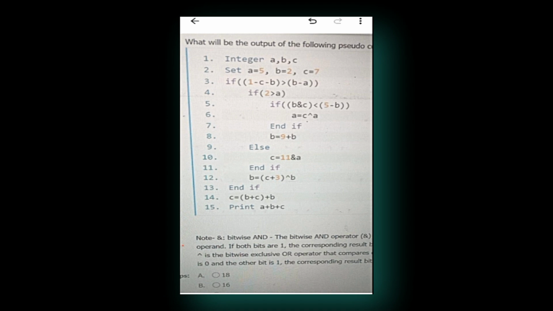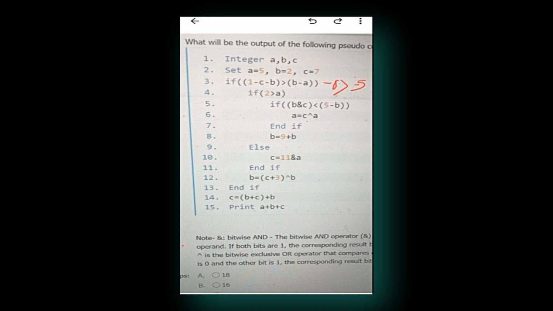Okay, so the values of a, b and c are initialized, right? So let's check if this if condition is true or not. So 1 minus c minus b, right? c is 7, b is 2, so minus 2 minus 7 becomes minus 9. So minus 9 plus 1 becomes minus 8, right? So minus 8 is greater than b minus a. b minus a means 2 minus 7, that is minus 5. So minus 5 is greater. So this condition becomes false, right?